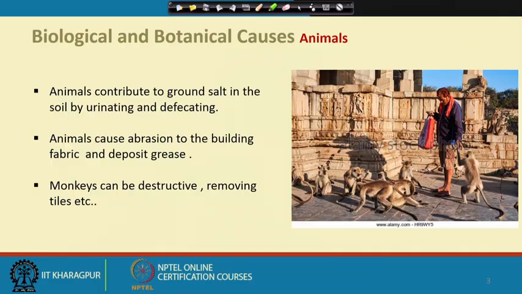Another sight which we confront very often is the monkeys, and they cause a lot of problems to tourists and others. They are also sometimes given food, and because of that they come and settle near the historic sites, and they can be very destructive, removing different things from the tourists and the people. They are also destructive because they take some of the tiles and other things which can be removed.